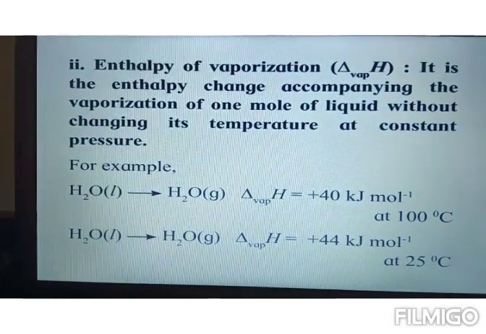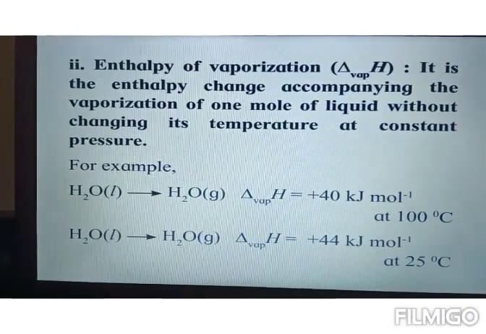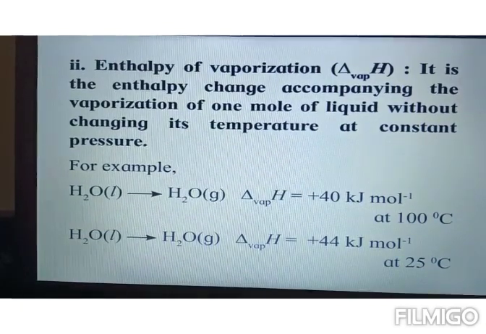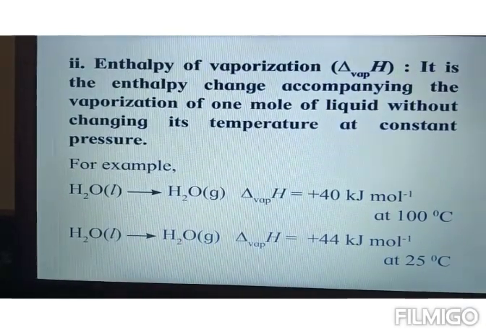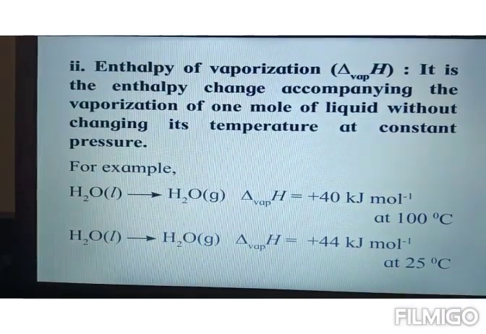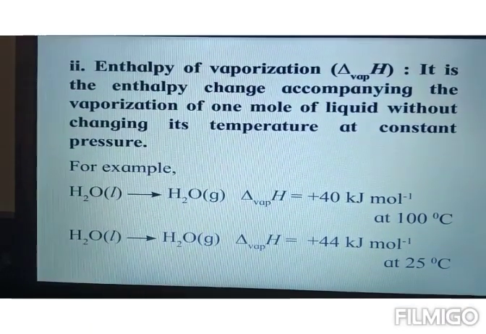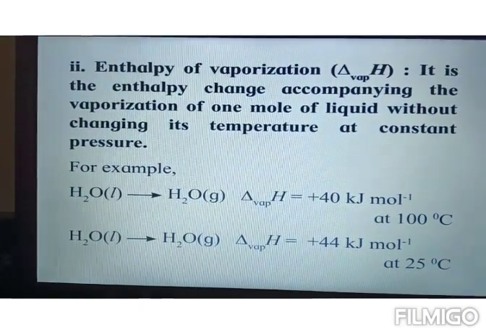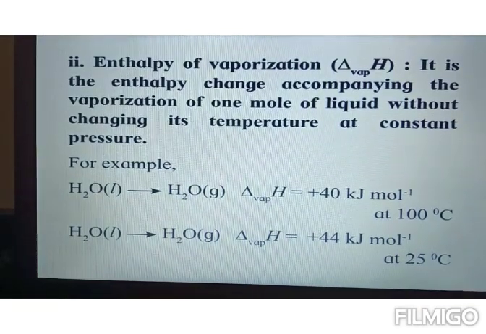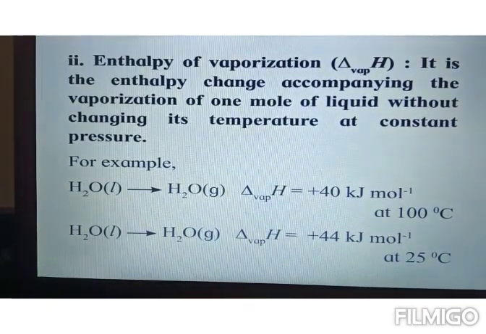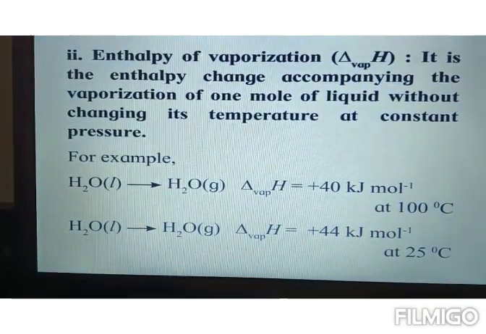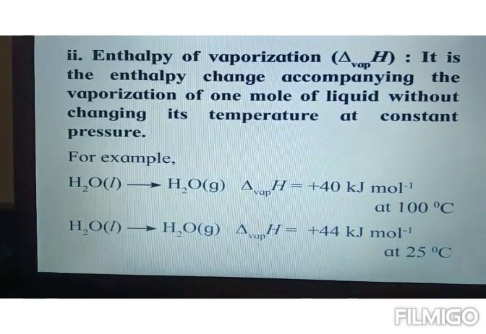Only the thing is the enthalpy change accompanying vaporization of liquid. How much liquid? It should be 1 mole, without changing its temperature at constant pressure. That is known as enthalpy of vaporization. We have two examples, the same process at different temperatures, the conversion of liquid water to water vapors. At 100 degrees Celsius, the enthalpy of vaporization is plus 40 kilojoule per mole, and at 25 degrees Celsius, it is plus 44 kilojoule per mole.